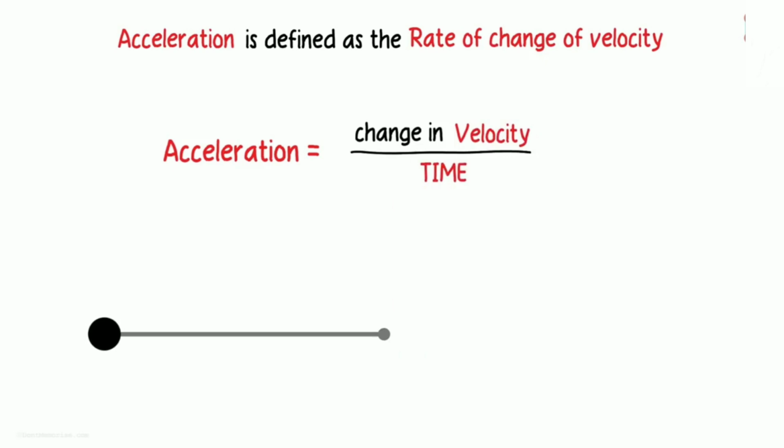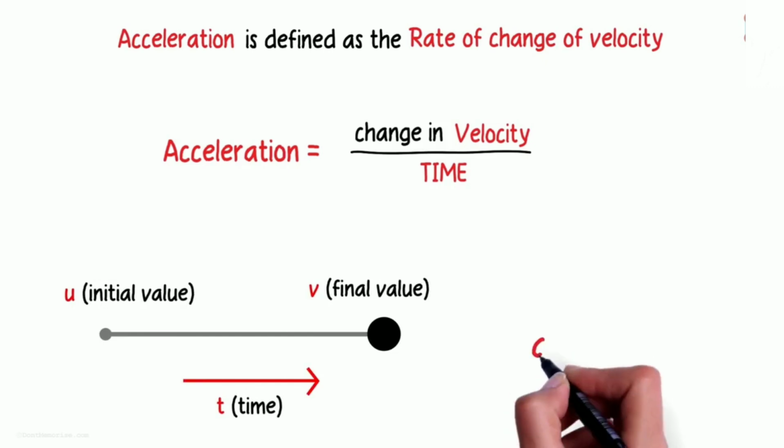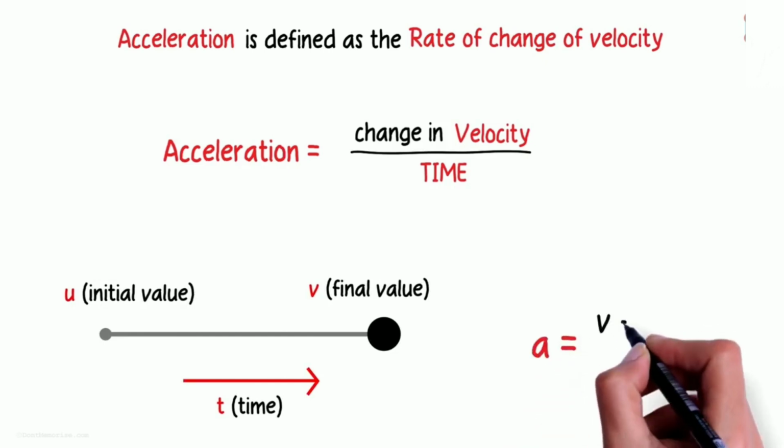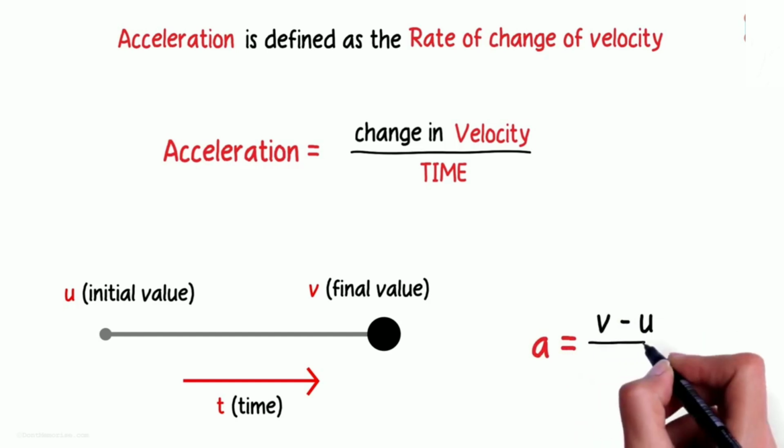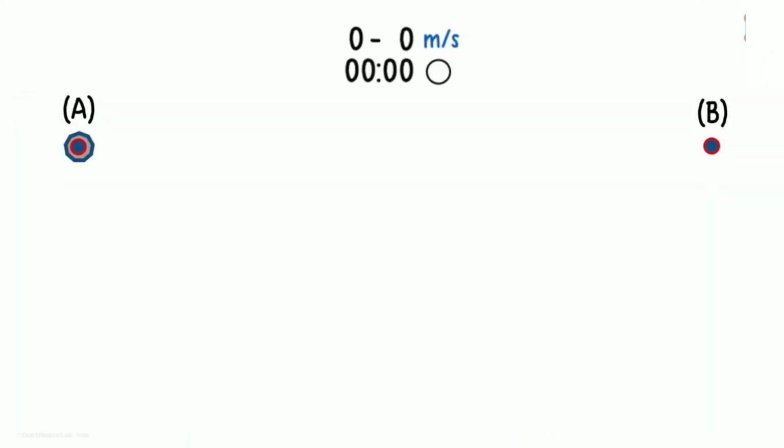The change in velocity means final velocity minus initial velocity. Here, an object is traveling with an initial velocity u. Finally, it reaches a velocity v within time t. u is initial velocity, v is final velocity. Therefore, acceleration a equals v minus u divided by t. Now, we can practice some problems based on acceleration.